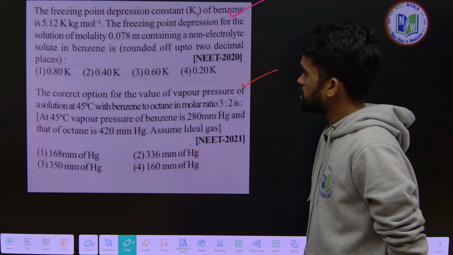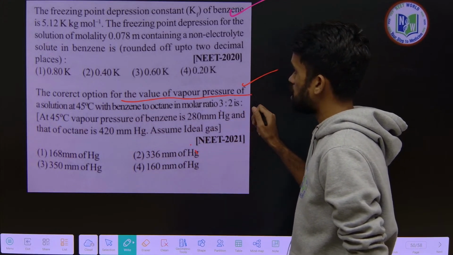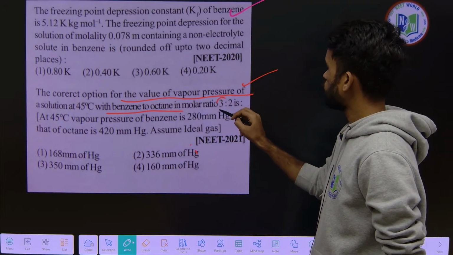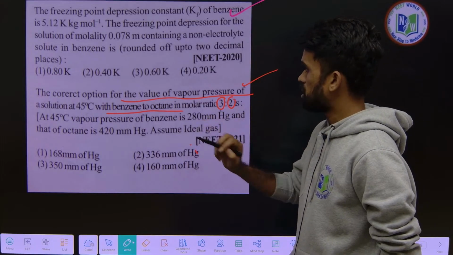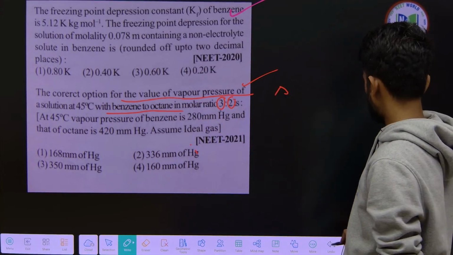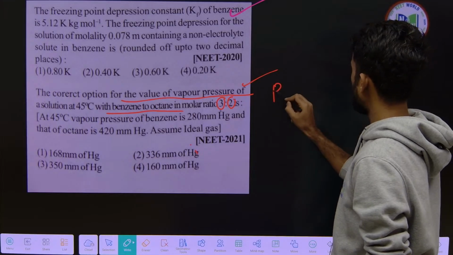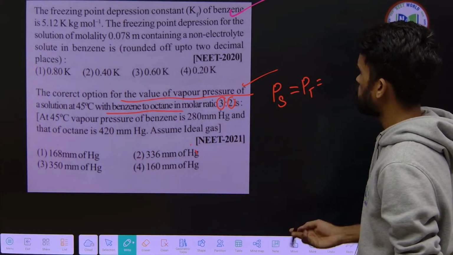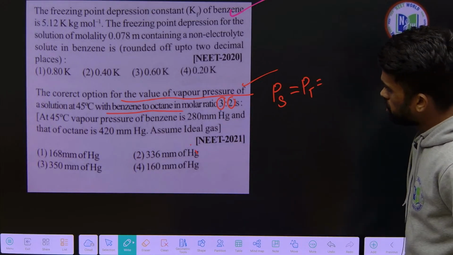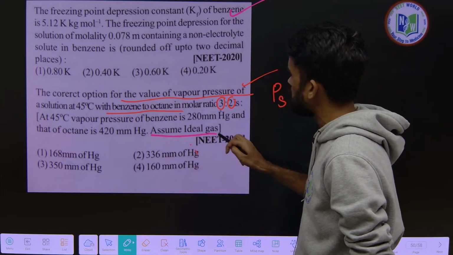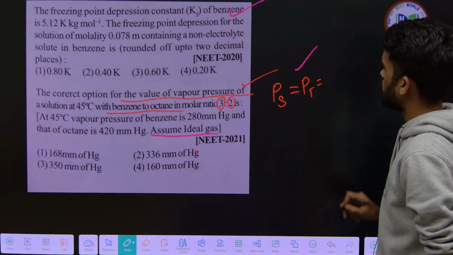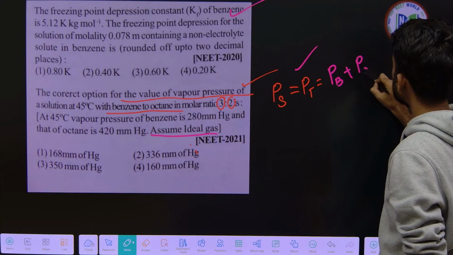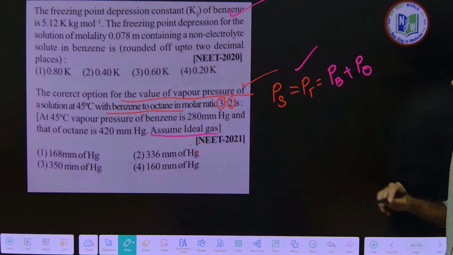What are they saying? See, the correct option for the value of vapor pressure of a solution with benzene and octane in a molar ratio of 3:2 is how much? So they are asking the vapor pressure of solution, that is P total of this mixture. They mentioned to assume an ideal solution, so we can use Raoult's law. So it is the vapor pressure of benzene plus the vapor pressure of octane. If you calculate this, you will get the answer.